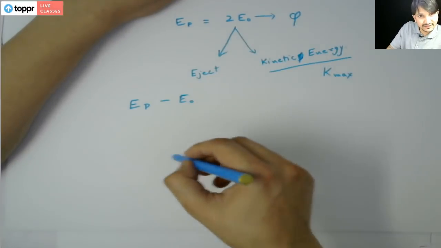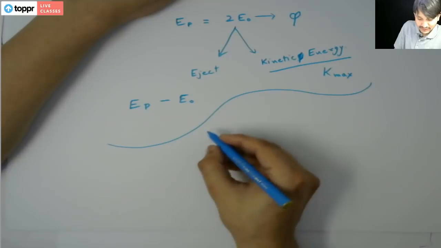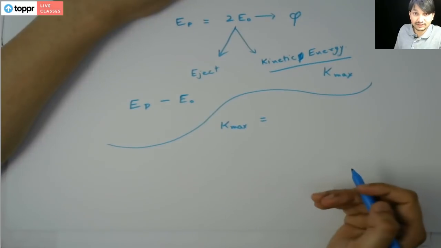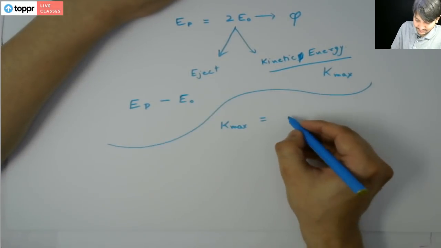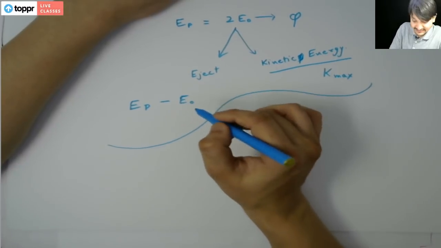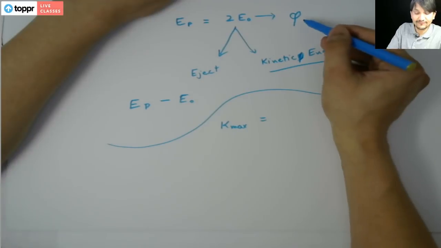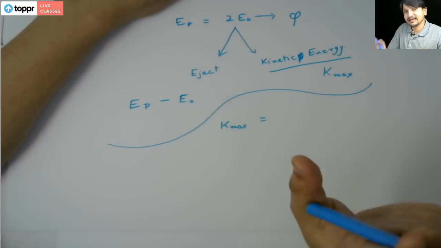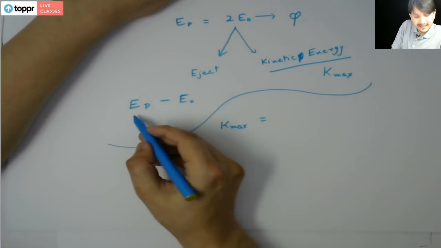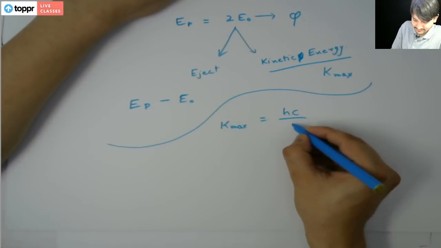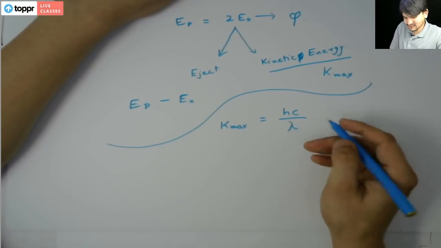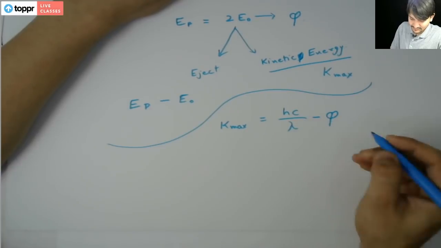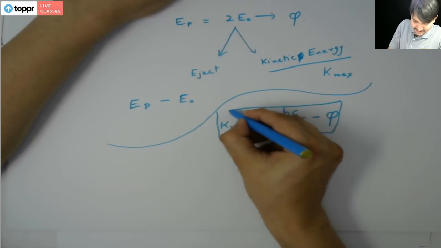So after considering all these factors, we will come to know that this maximum kinetic energy will be equal to the energy of the photon minus the threshold energy. And what is the threshold energy? That phi. We have come to the final conclusion that we are keeping phi as the notation for threshold energy. And E of photon is hc by lambda. So K max equals hc by lambda minus phi. I hope this much is clear to you.